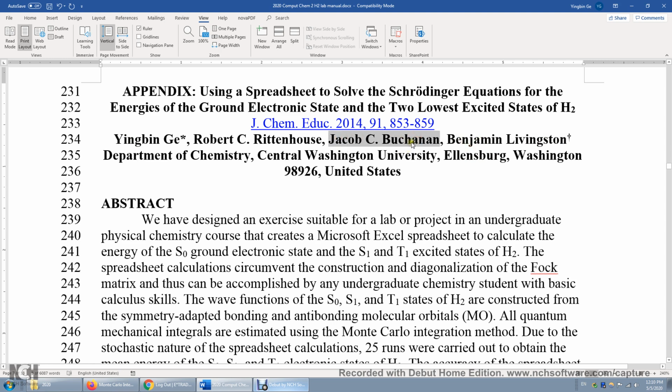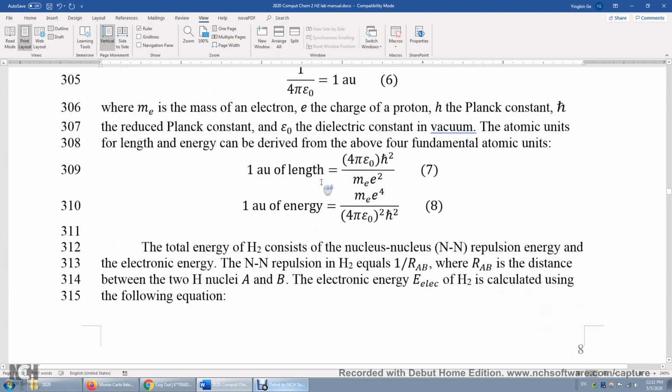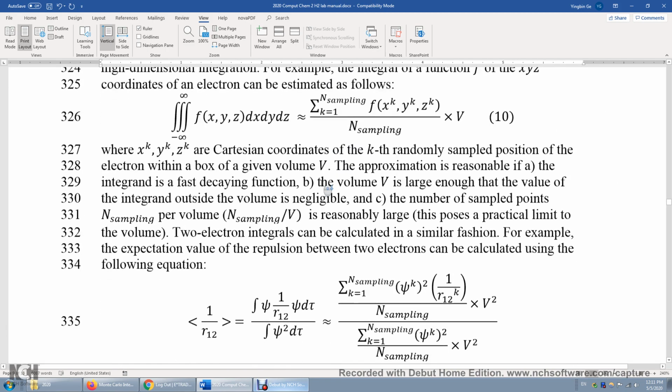Jacob Buchanan got his PhD degree in computational chemistry at Oregon State University. Benjamin Livingston went to the same university. He got a master's degree in mathematics and is now working for, I think, the NSA. Anyway, he's now a security guy. He came back to Central to recruit math, physics, and chemistry students for the NSA. Anyway, I encourage you to read this paper to get a better understanding of it.